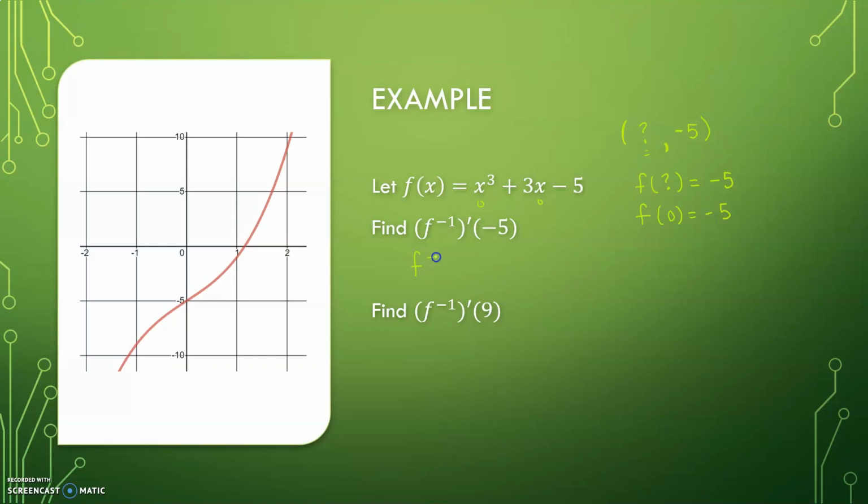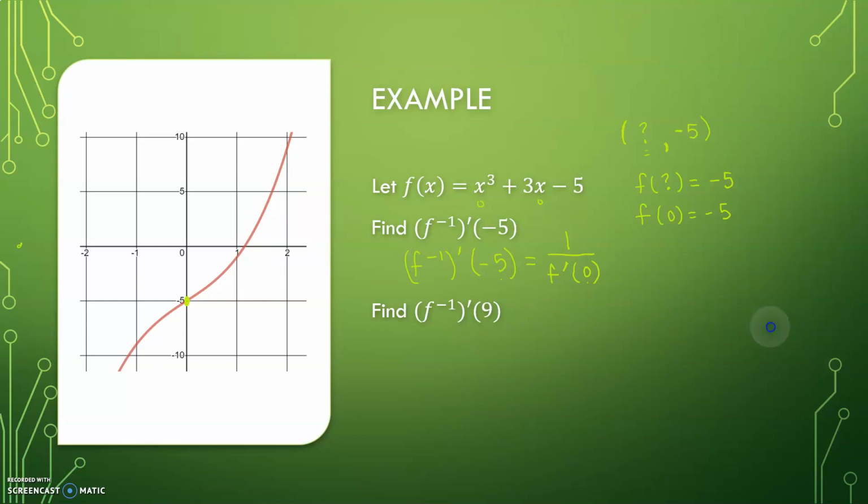So what we know from our reciprocal relationship is that f inverse prime of -5 is going to be the reciprocal of f prime at 0, because those are the corresponding points. So this point right here, (0, -5), is on f. And on f inverse, the point that I'm interested in is at (-5, 0). My scale is weird.